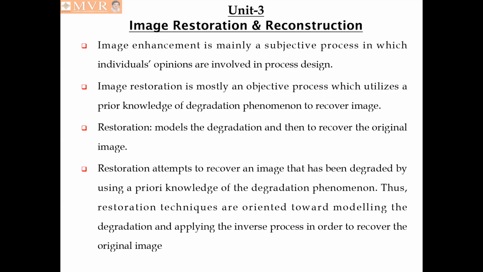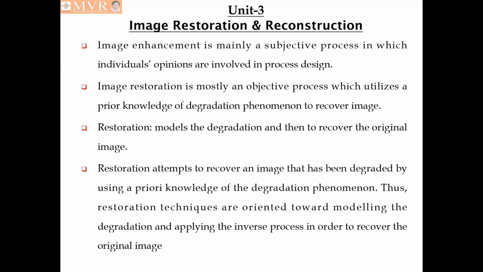So here, image restoration and reconstruction. The images are restored from their degraded form. Once they are restored, we can say that is reconstruction. So here we are using reconstruction filters and we are going to learn what the degradation model is and how the images are degraded. And how to remove the degradation, how to restore the original image from the degraded images, can be understood with this unit. Generally, restoration models the degradation. That means mathematically it defines the degradation and then recovers the original image.